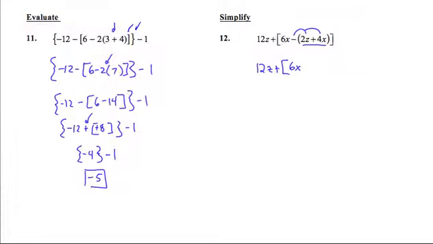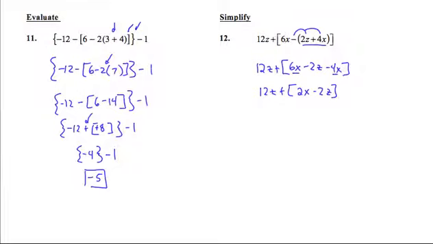When I distribute a negative to that positive 2z, it'll become negative 2z. Positive to negative, negative to that positive 4x will become negative 4x. All right, let's see now if I can simplify inside the brackets. I can. I have like terms here, 6x and negative 4x to combine. So when I combine those together, that will give me 2x minus 2z.